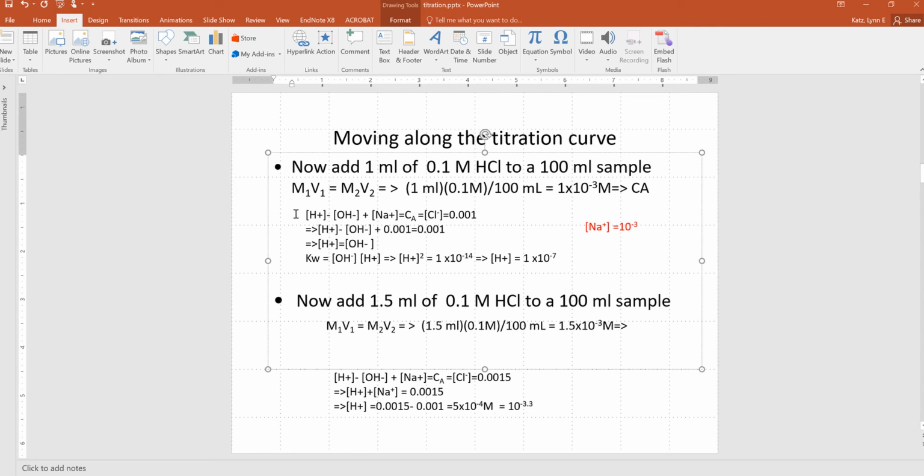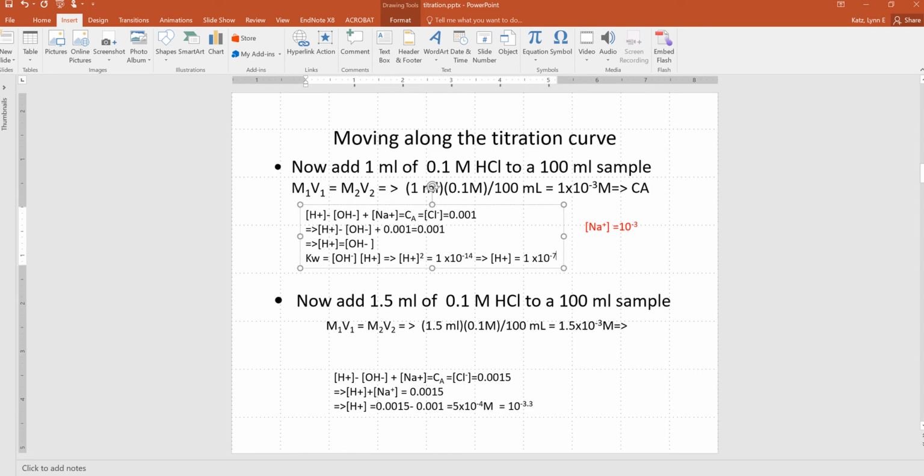So again, I use my rearranged charge balance, H+ minus OH- plus Na+ equal to the concentration of acid, which is equal to the chloride concentration, which is equal to 10 to the minus 3, as I've just calculated. I know the sodium concentration of 10 to the minus 3, so I rearrange and I get H+ minus OH- is going to be equal to 0, since these two terms will cancel out. So in other words, H+ equals OH-. Using Kw, I get that H+ is 10 to the minus 7, or in other words, my pH is equal to 7.